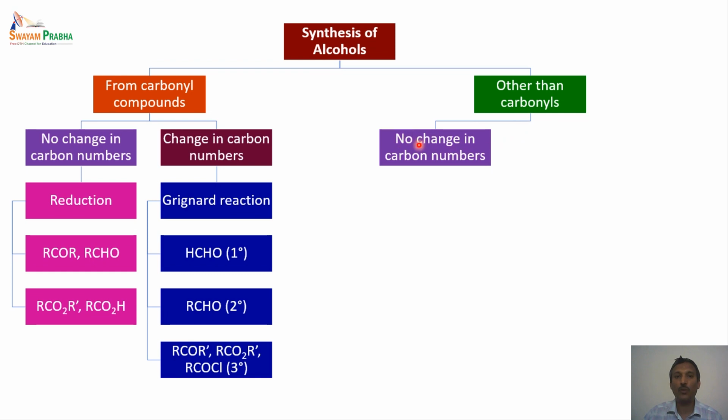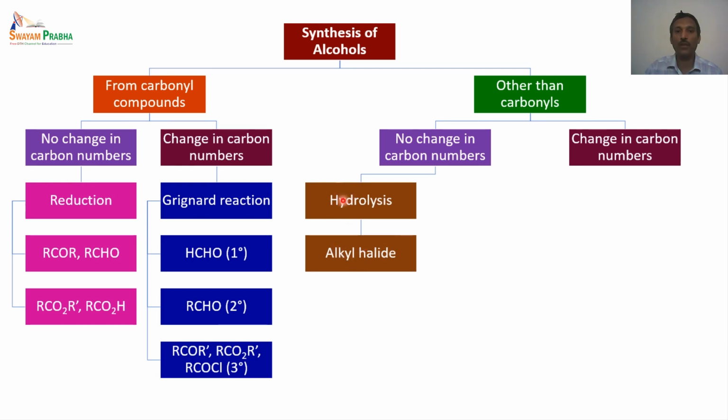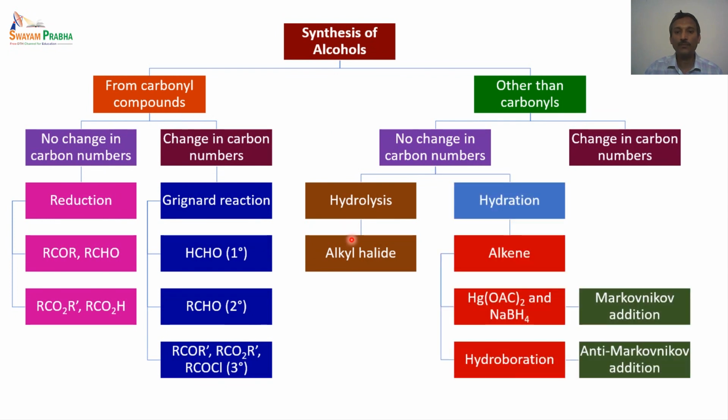So here also we have two major types. One is no change in the number of carbon atoms, another one is change in the number of carbon atoms. So these are the two major categories by which compounds other than carbonyls can be used to synthesize alcohol. In the first one, no change in carbon number, for groups other than carbonyls, we have the hydrolysis reaction. That means alkyl halides can be hydrolyzed to produce alcohols with the same number of carbon atoms.